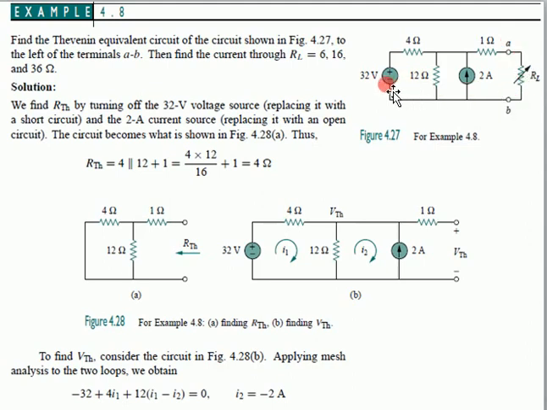After that we will put the value of these independent sources equal to 0. How?